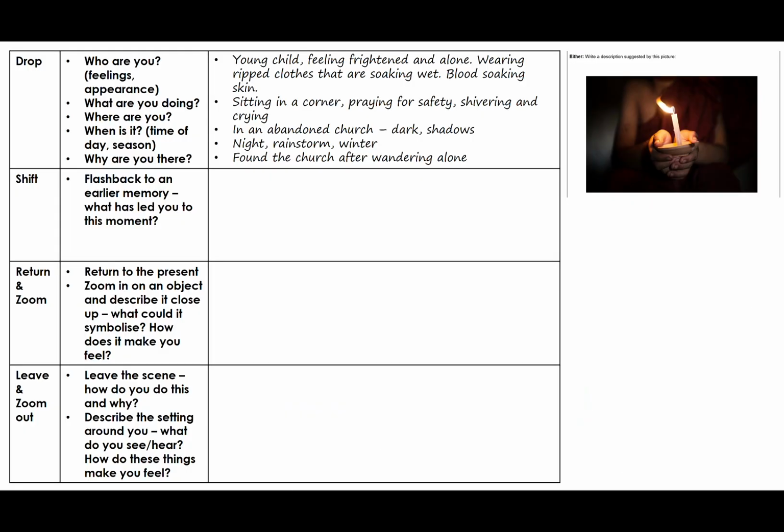So let's have a look at my plan using the drop, shift, return and zoom and leave and zoom out technique. So first of all, I'm dropping in. I'm being really clear about who I am, what I'm doing, where I am, when it is, and why I am there. So here's my plan, and I've stolen this from the book. I'm a young child, I'm feeling frightened and alone. I'm wearing ripped clothes that are soaking wet, and I've got blood soaking into my clothes from my skin.